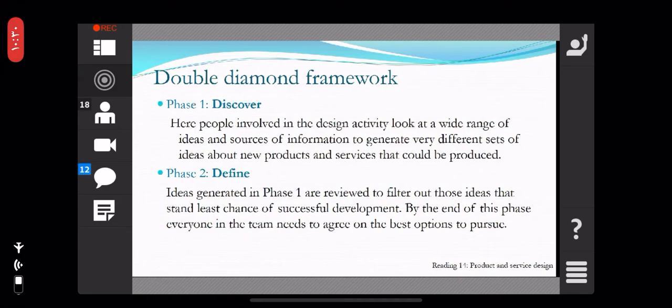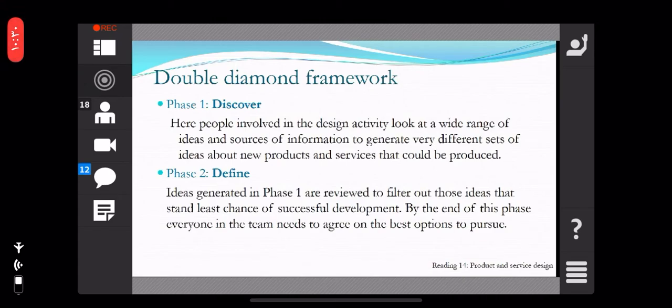Once you discover, let's say you have some information, now you have to define. The ideas generated in phase 1 are reviewed. You collected some data in the discovery process. The second process, phase 2, means you are defining that. So ideas generated in phase 1 are reviewed to filter out those ideas that stand least chance of successful development. By the end of this phase, everyone in the team needs to agree on the best options to pursue.